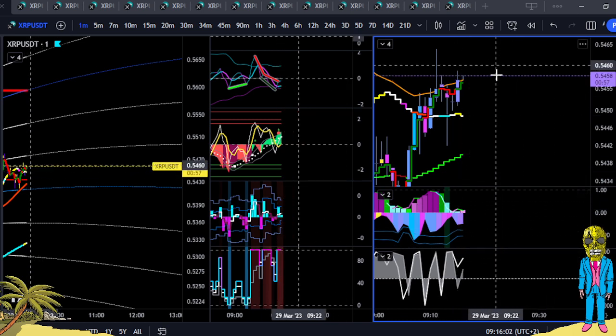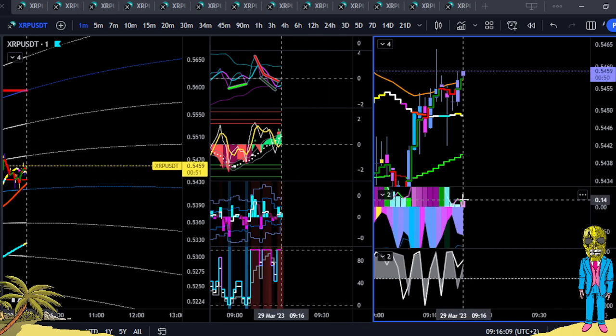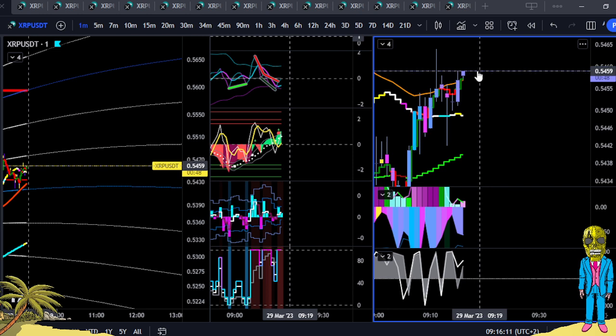Now it is sideways again. This one just needs to turn red for pump. It hasn't turned red for a pump, so it's going to get scalped. Maybe it'll turn red if it gets a little bit more legs.